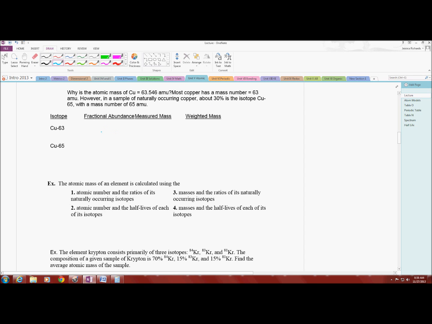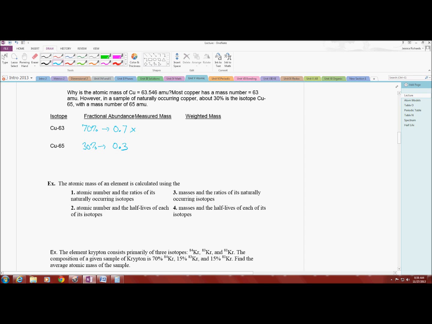So when they talk about fractional abundance, how much is there? Well, we have 30%, which is like saying 0.3, which means how much copper 63 is there? Well, if 30% is copper 65 and they're telling us there's only these two isotopes, then 70%, or 0.7, is going to be from copper 63. So 70% copper 63, 30% copper 65.